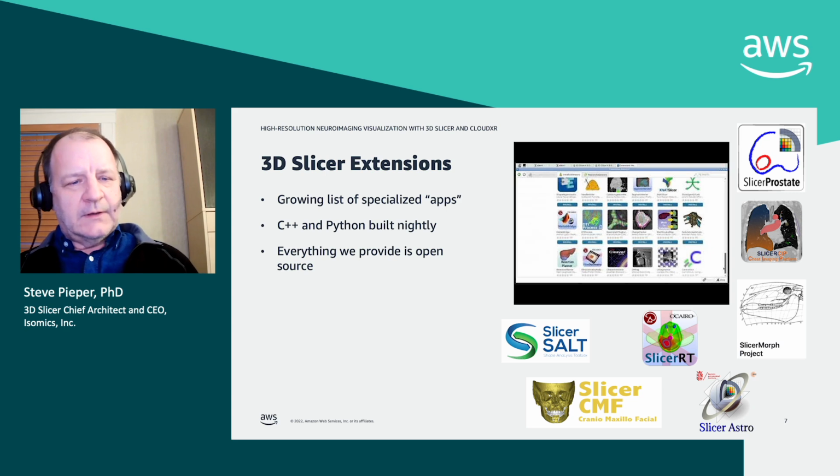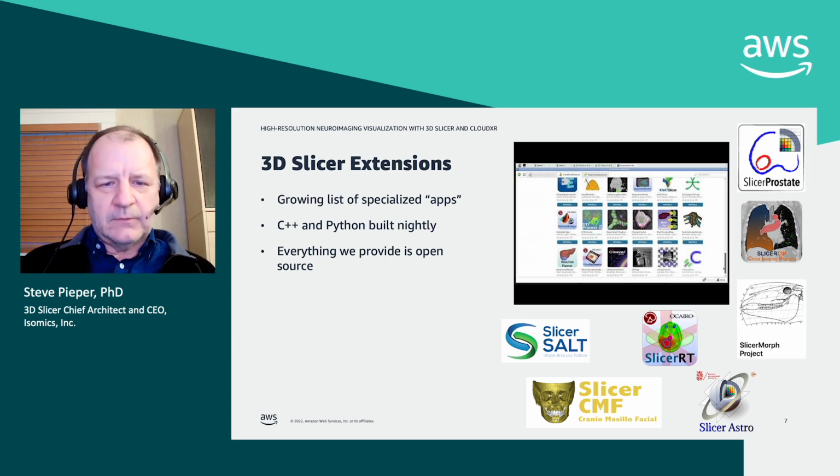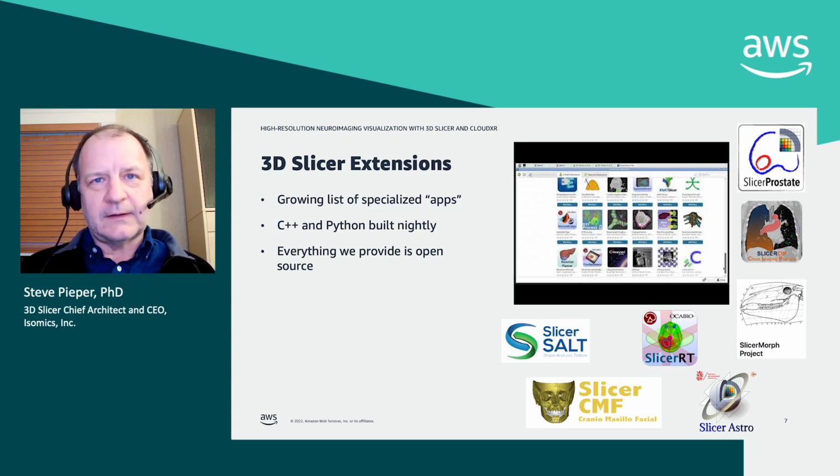The way we organize things is in terms of a system called extensions. There are specialized apps that can extend the Slicer ecosystem, and they're built around specialties, for example, prostate urology applications or radiotherapy. They can be in either C++ or Python, and they're built nightly and made available on top of the current release and the current nightly build of Slicer for Windows, Mac, Linux. We take care of that as long as it's open source. So everything we provide is open source.